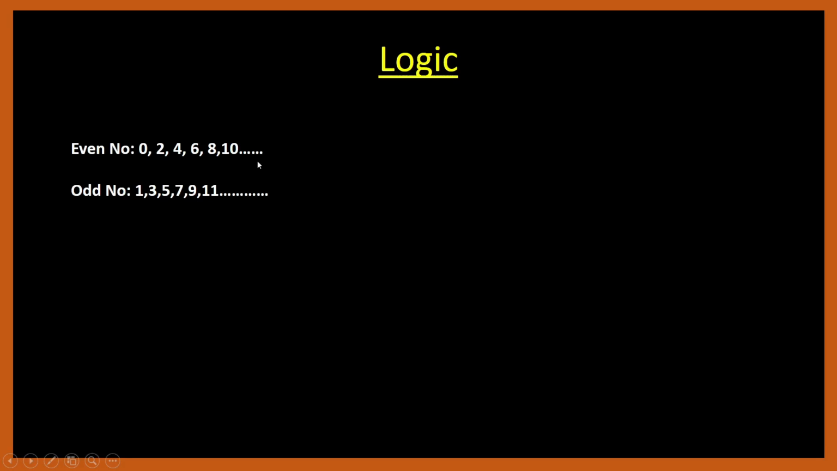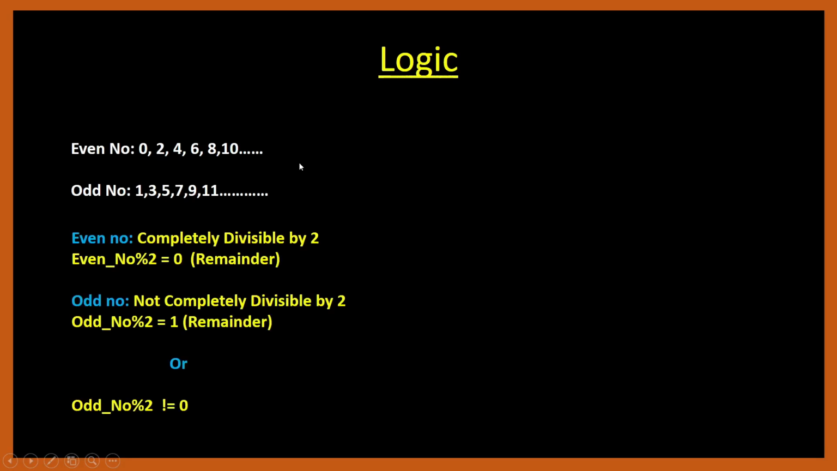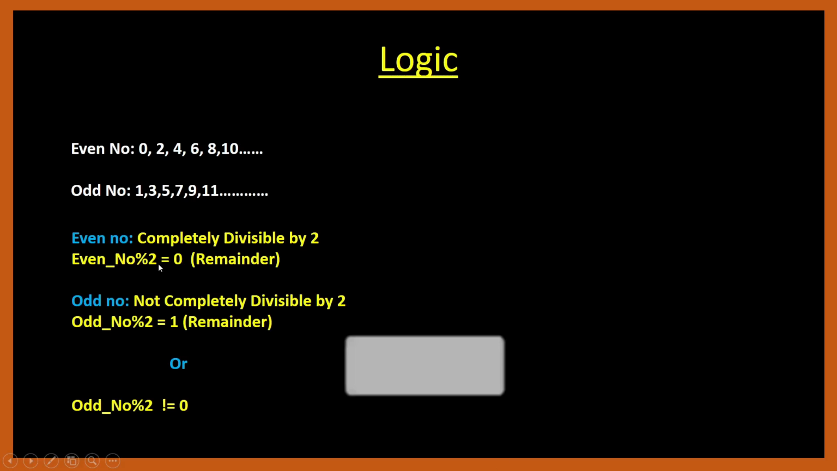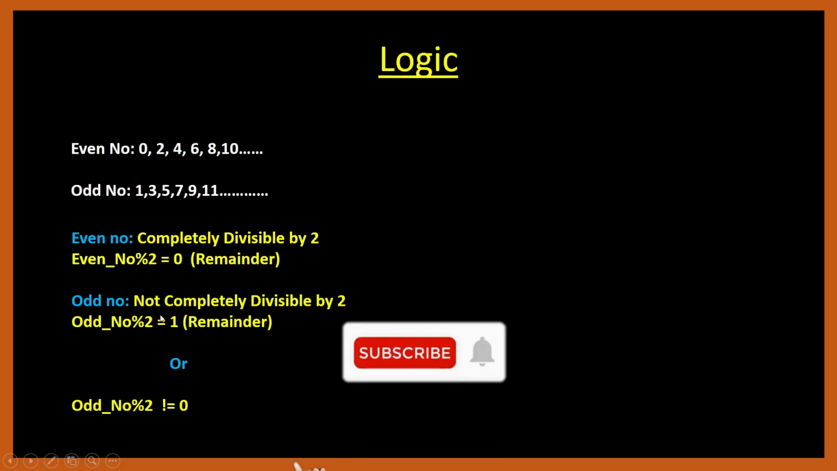So we have to take a property of even or odd numbers that we can use in our C program. You have studied in maths that even numbers are completely divisible by 2, and odd numbers are not completely divisible by 2. So what does it mean? Even numbers, when divided by 2, give 0 as the remainder. And odd numbers, when divided by 2, give 1 as the remainder, or you can say they will not give 0 as the remainder. So I will use this property of even and odd numbers in my C program.